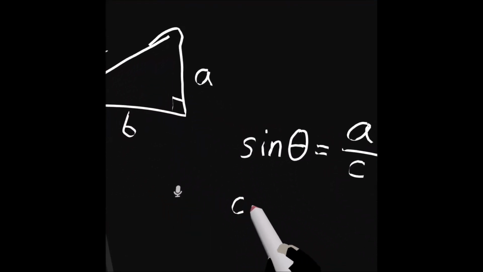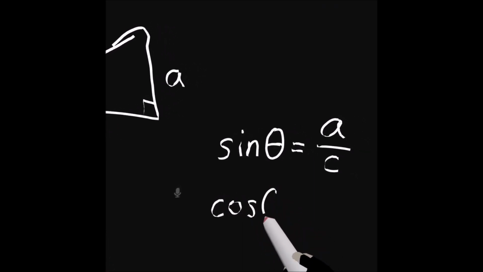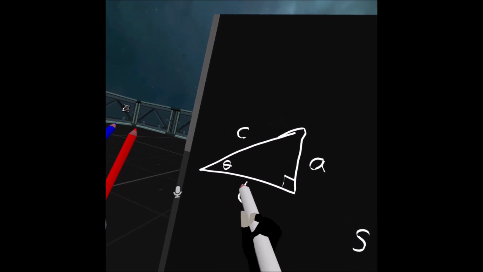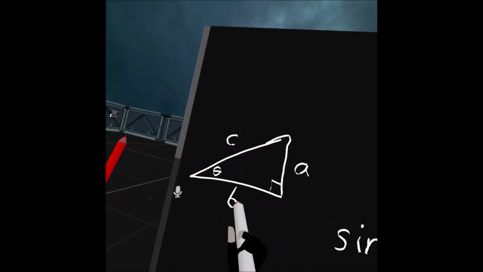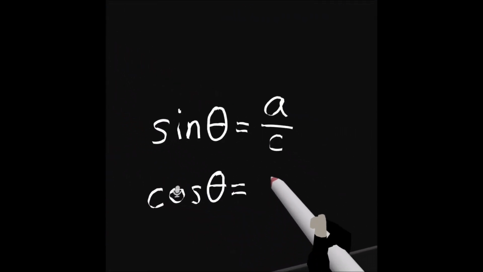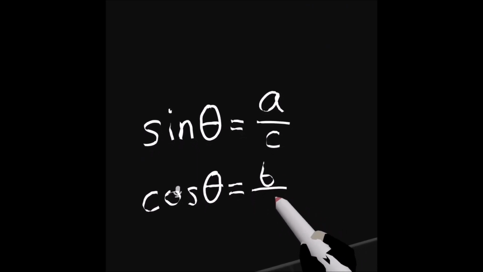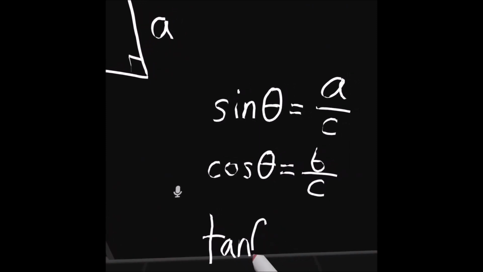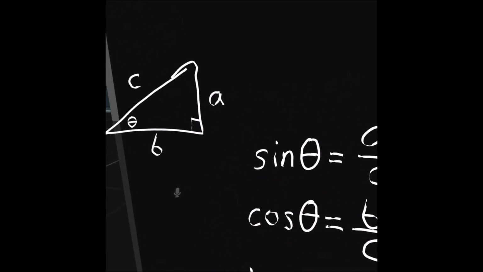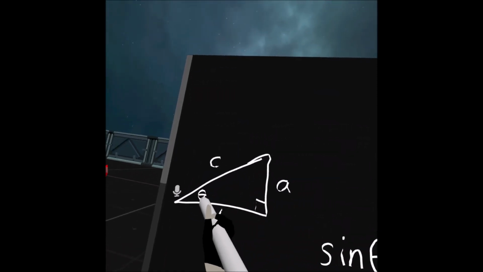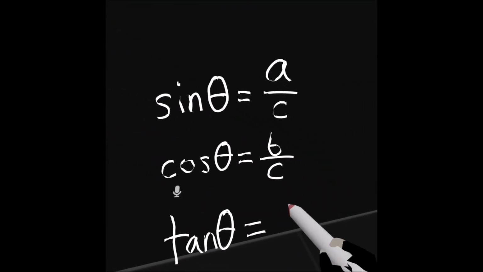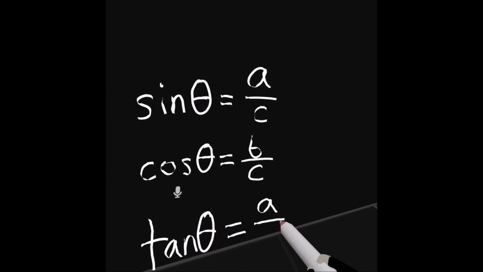And then for cosine theta, it's going to be adjacent over hypotenuse. So this side is adjacent to the angle. So we're going to be doing B over C. And then for tangent theta, it's going to be opposite over adjacent. So it's going to be A over B.